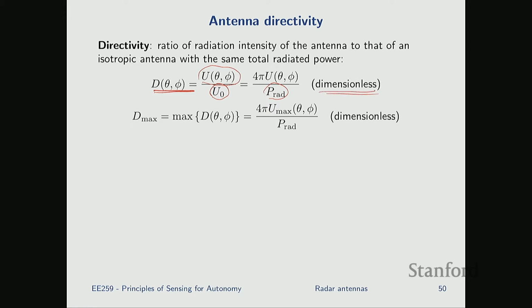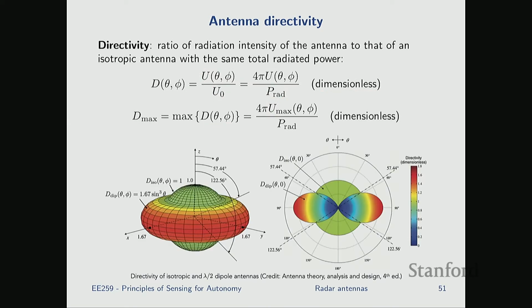The larger the D is in a certain direction, that means a lot of power is getting radiated in that direction. Sometimes you just take the max of the directivity over all angles, all theta and phi angles, and that max basically gives you, for the direction that most power is getting radiated, how much more than an isotropic antenna are you radiating.